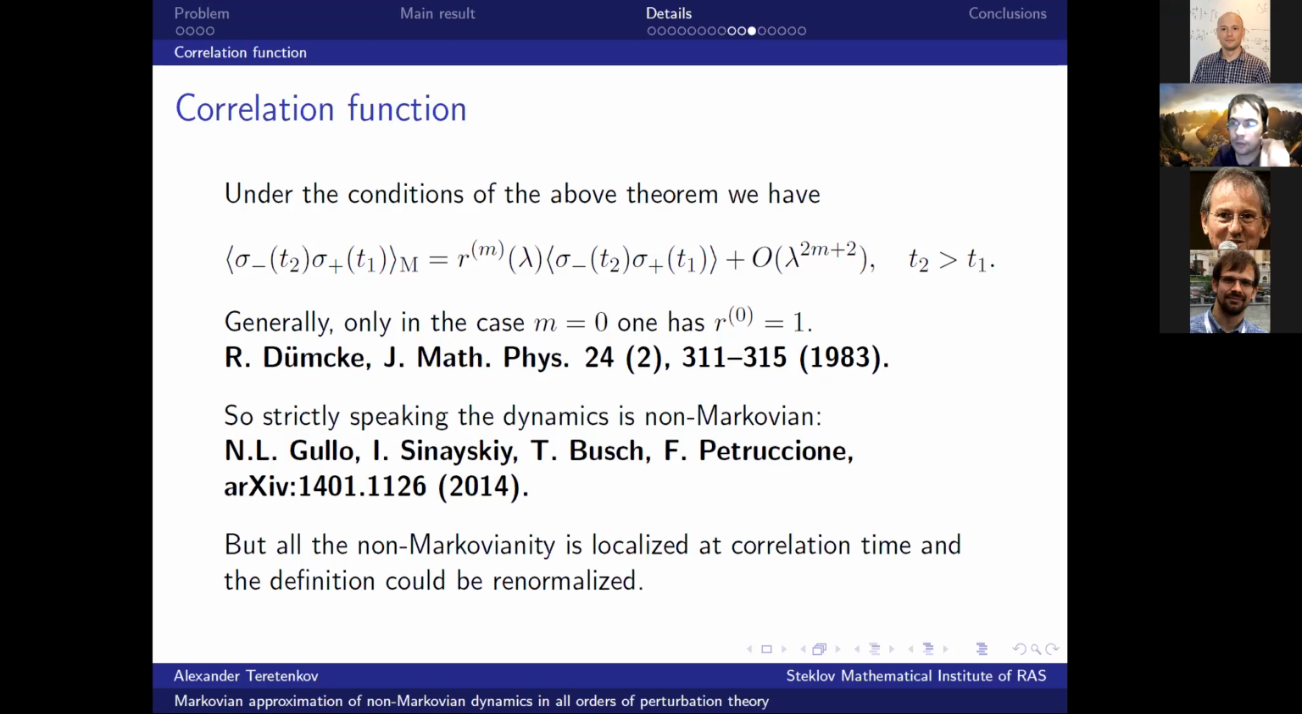So if you use this renormalization, then you could redefine, and you could obtain this redefinition of Markovianity in terms of correlation functions. And strictly speaking, you are totally right that the dynamics is non-Markovian in terms of correlation functions. But if you redefine this definition by this renormalization constant, then the dynamics become Markovian.